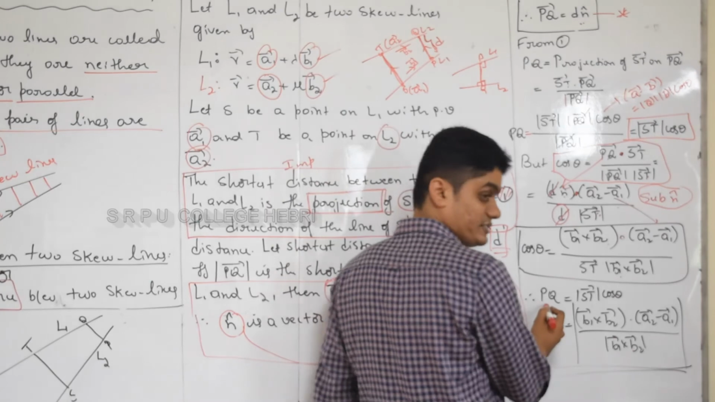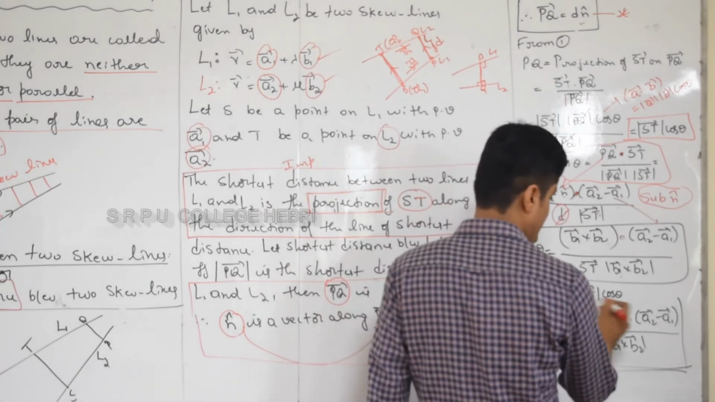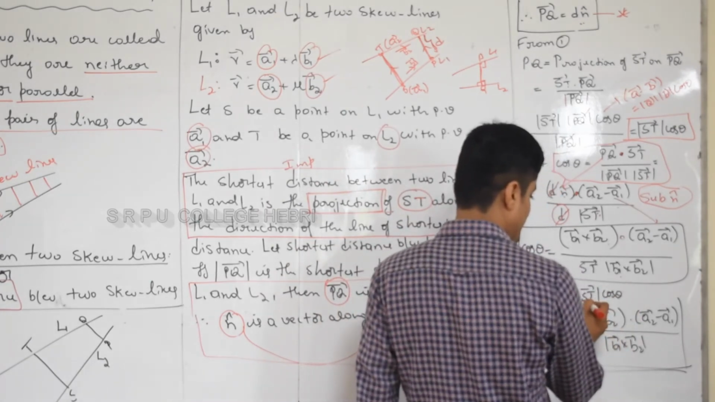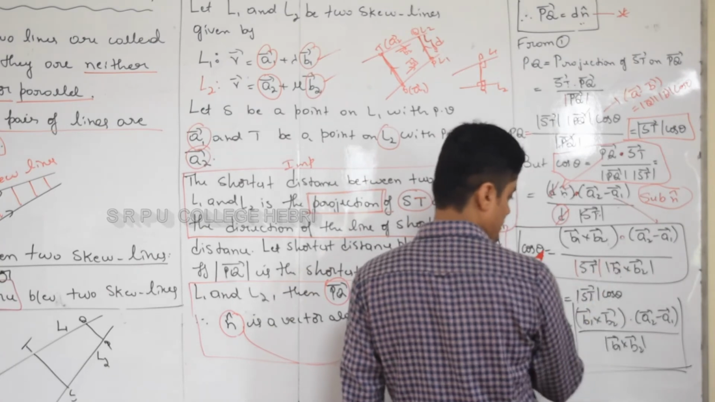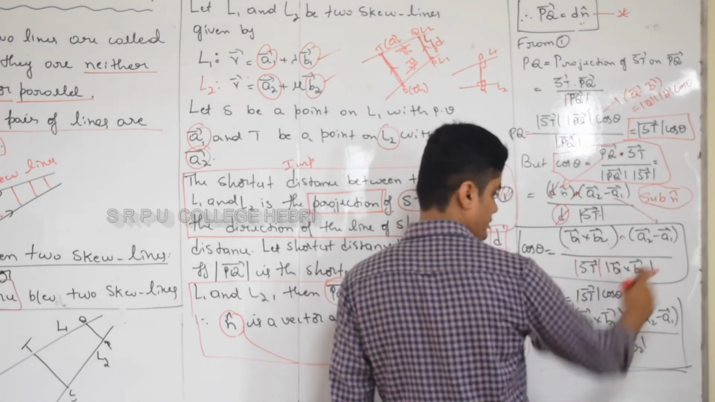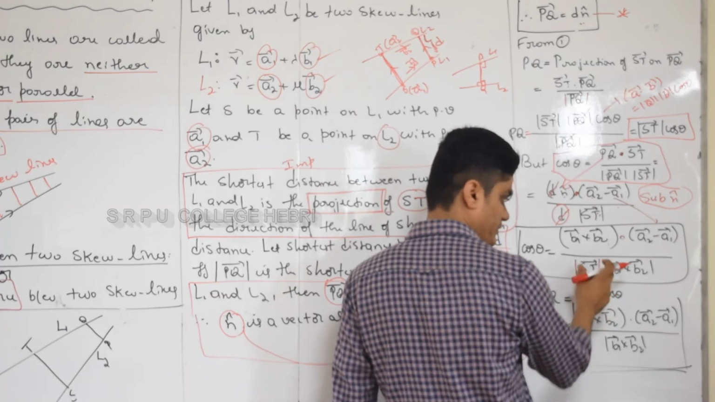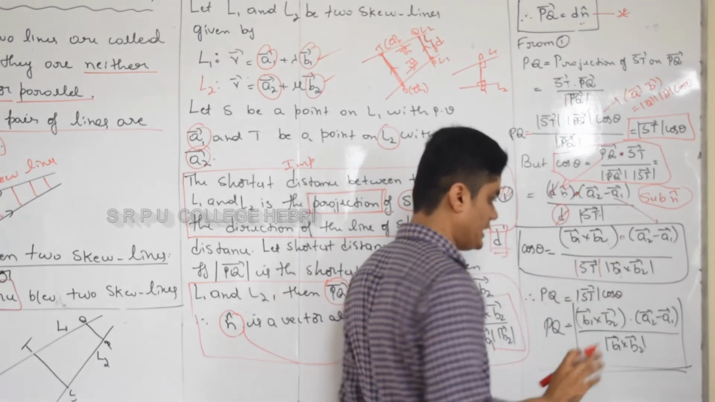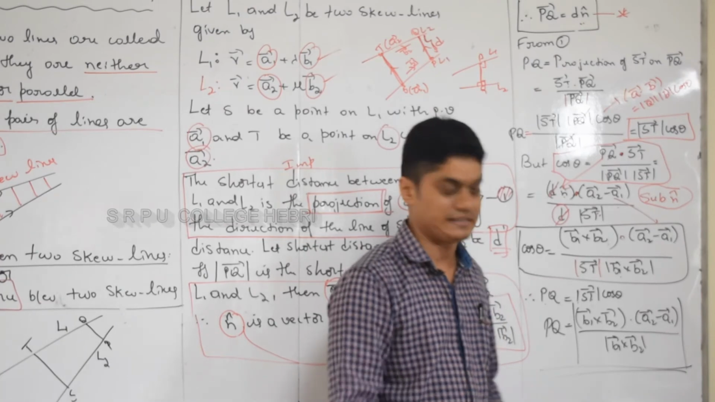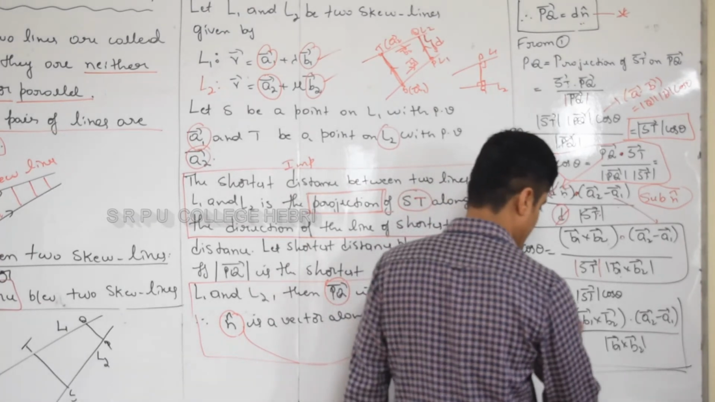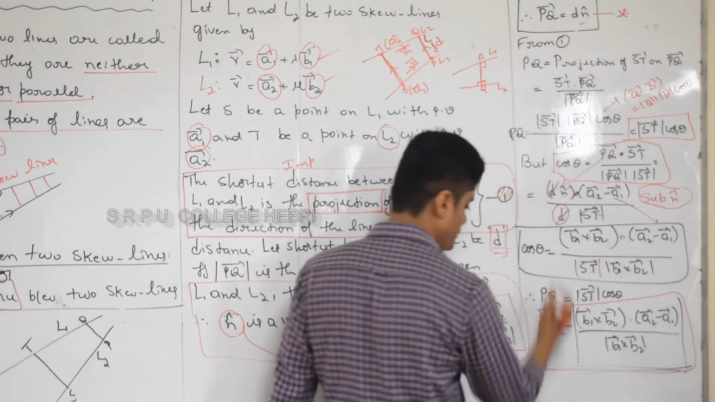So PQ, the shortest distance between them, is magnitude of vector ST into cos theta. Keep ST as it is. We know cos theta, substitute it. Cos theta we just got, substitute. Then what happens? There was already one ST in the numerator, so one ST cancels with the magnitude of ST, and the remaining will be the required expression of the shortest distance between the two lines.